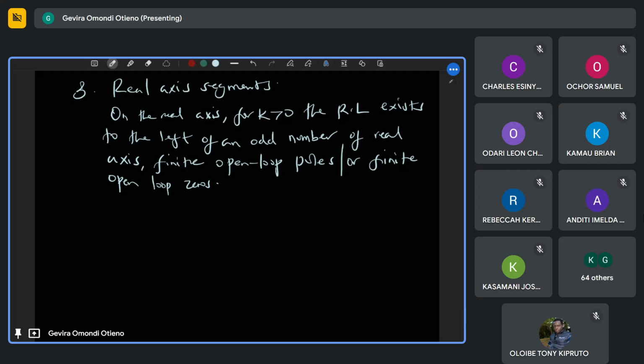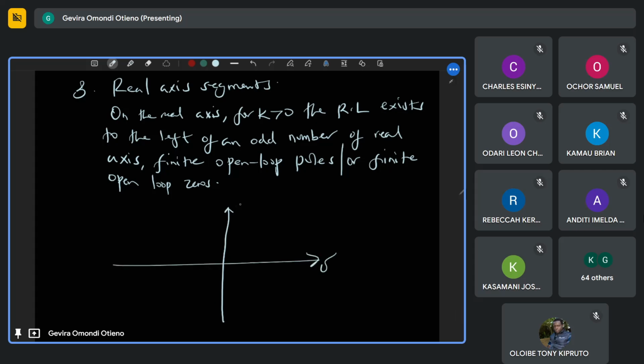Now remember, let me explain it by drawing an S-plane. And you have G of S equals S plus 1, S plus 2, S plus 3. Now, please pay attention here, ladies and gentlemen. There's so many points that I've talked about here.